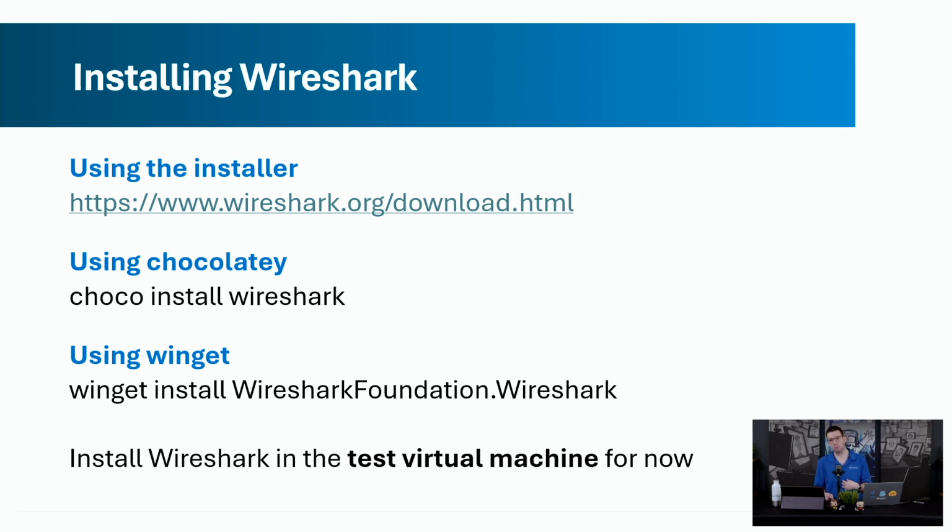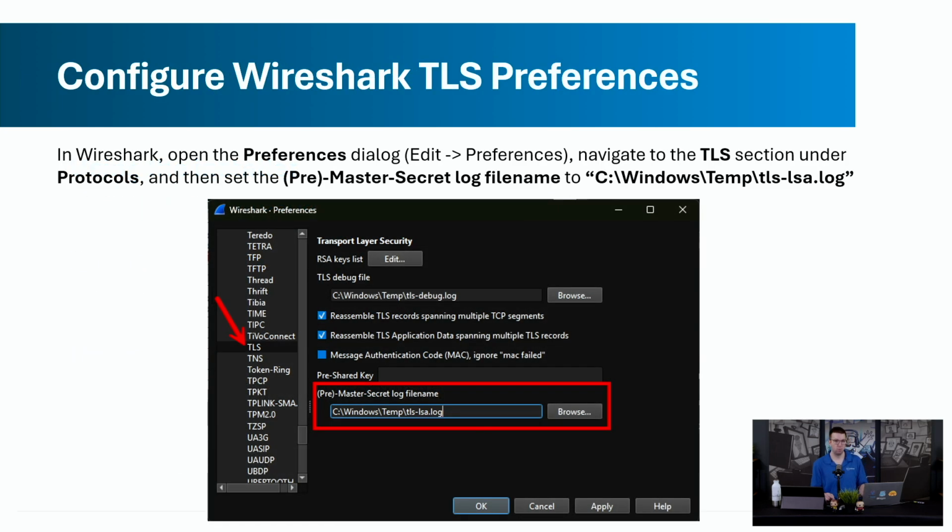In that VM, if you don't have Wireshark installed yet, just install it. Just go download the MSI installer or use Chocolatey or Winget, but just install Wireshark into that test VM. Once Wireshark is installed and running, you want to go into Preferences, navigate to the TLS section under Protocols, and then you will see this configuration parameter there, the pre-master secret log file name. This is where you need to put that same path that was printed at the terminal. So by default, it's C:\Windows\Temp\tls-lsa.log. This is what my PowerShell module will log to.